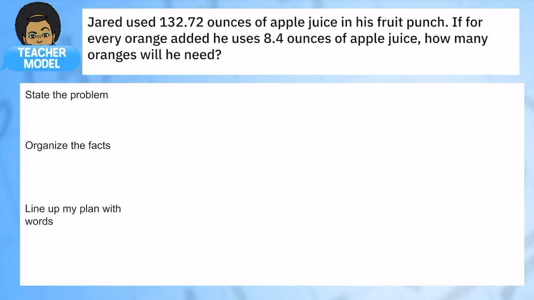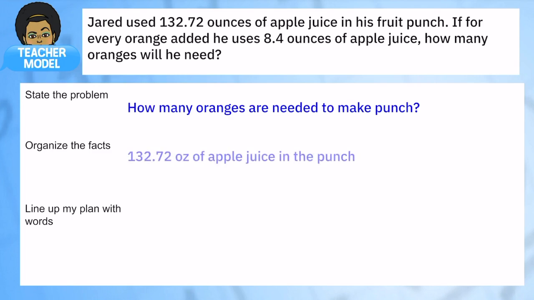So that if statement is really important to just think about, because it means every time he puts one orange in, he has to put in 8 4/10 ounces of apple juice. So there's a ratio there that we're going to look at and talk much more about when we do our next unit. So what is the problem asking us? Let's go back into solve. We want to know how many oranges he needed to make all that fruit punch.